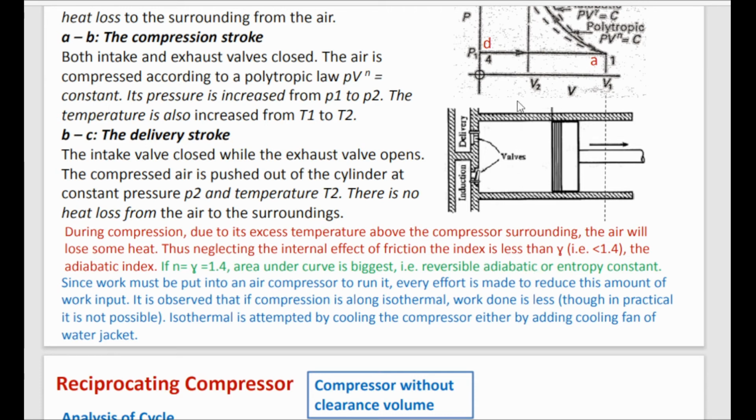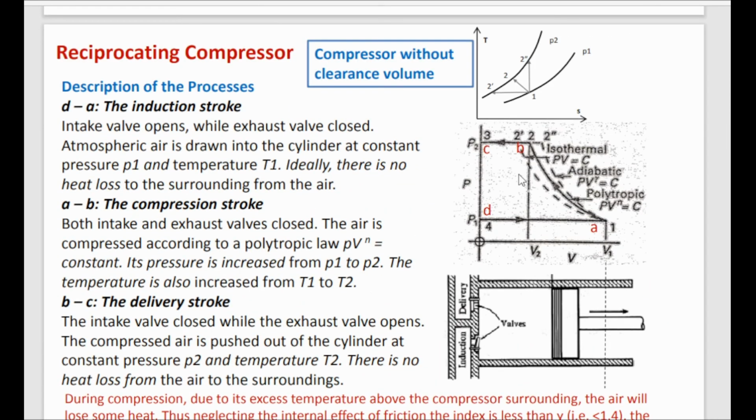Adiabatic process means the heat transfer will not take place through the boundary of the system. So whenever there is an increase in heat here, it will not be lost. But when whatever increase in heat is there is lost to the surroundings, then the process will be happening in isothermal condition. Then you can see here, when it happens as an isothermal process, the work we need to compress the fluid will be lesser or minimum, or you can say optimum.